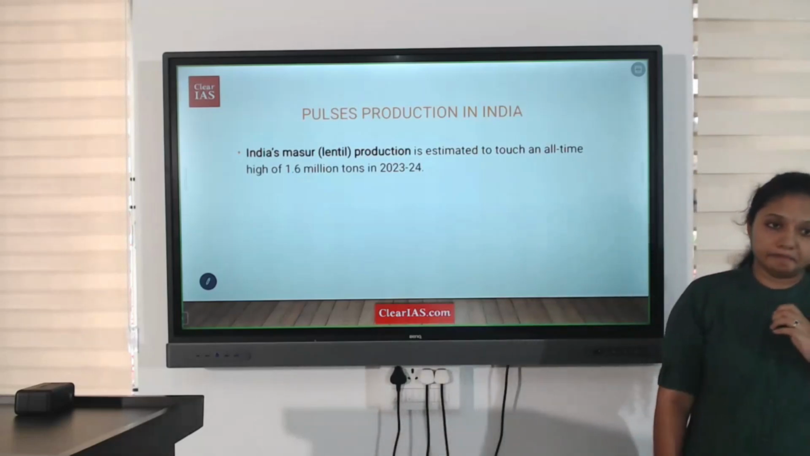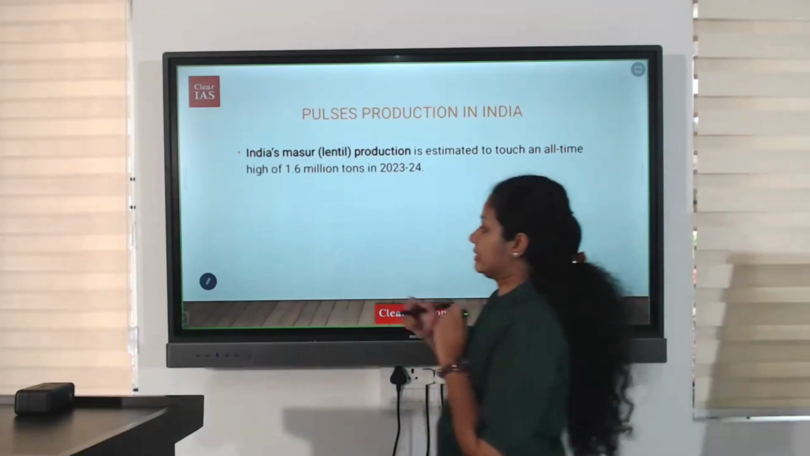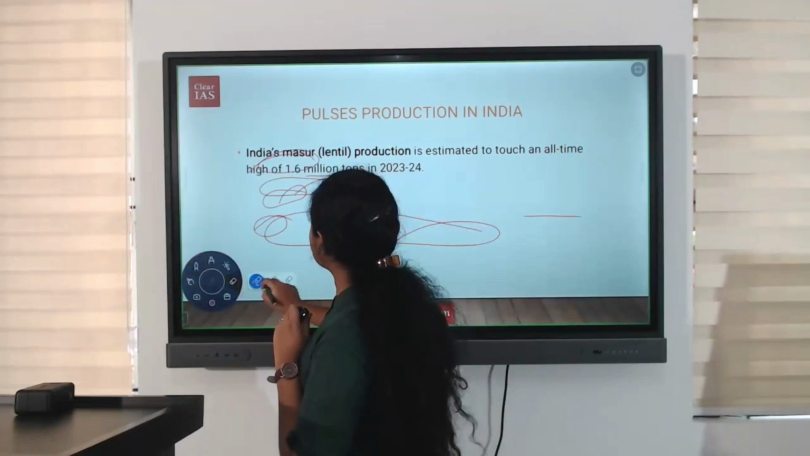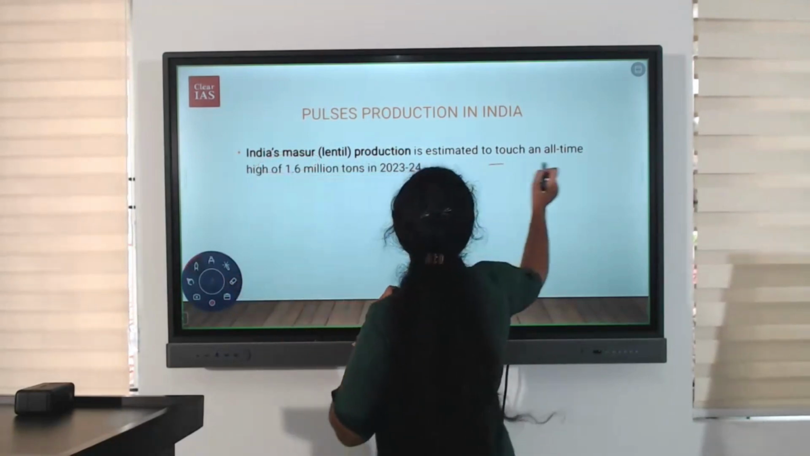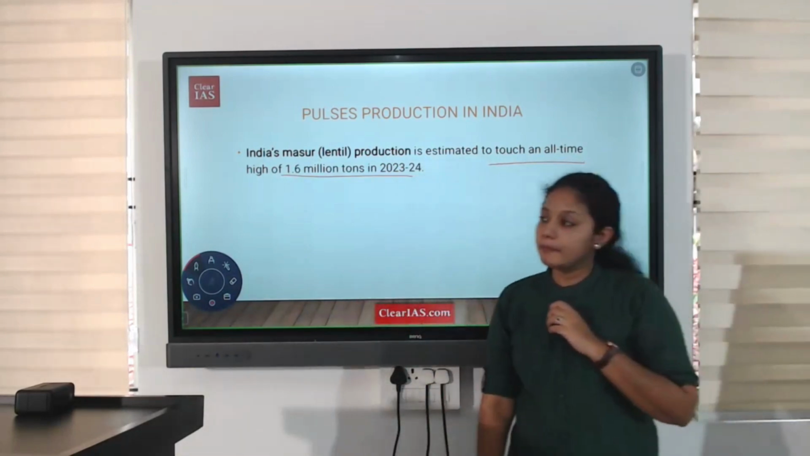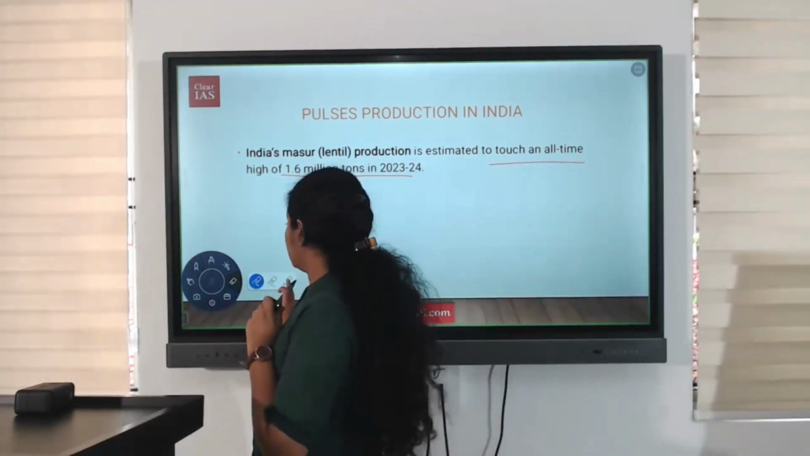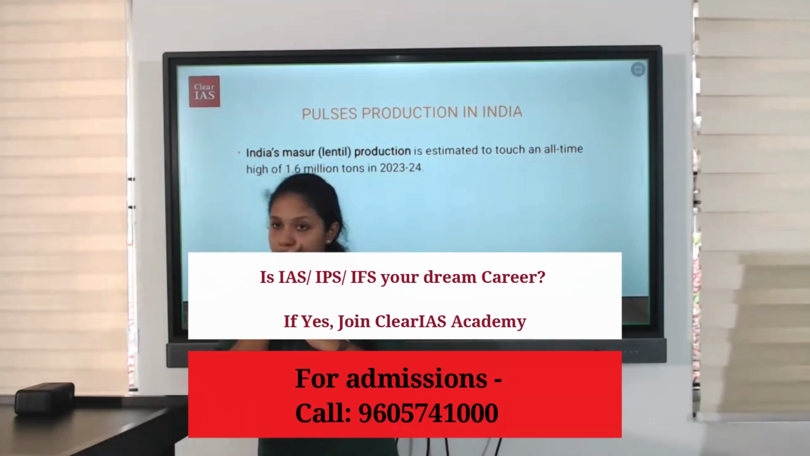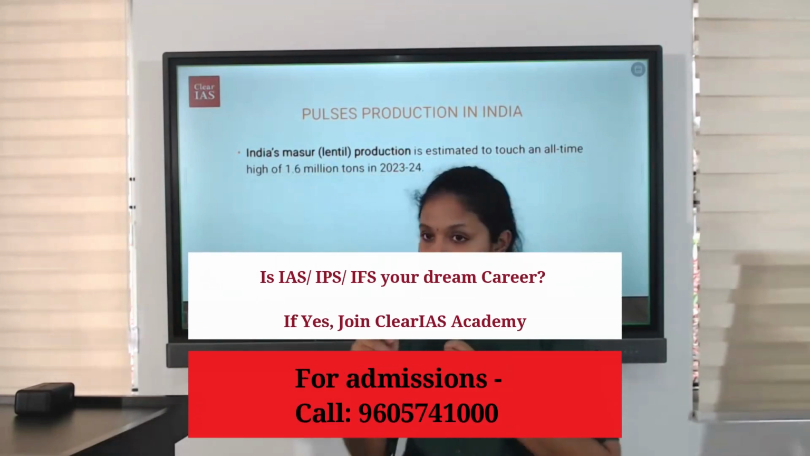Pulses production in India. Why are we discussing this? India's masoor or lentil production is estimated to touch an all-time high of 1.6 million tons in 2023-24. Pulses is an important area of UPSC. Okay. Why?